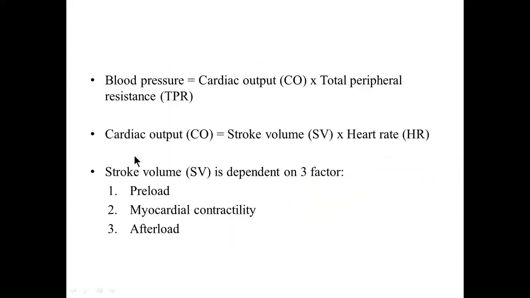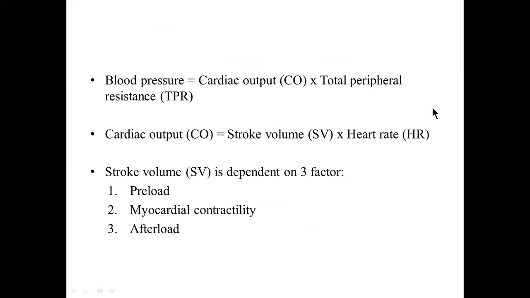So that means in order to have heart failure basically means there is inadequate cardiac output, simply. So inadequate cardiac output can either be due to problem with the heart rate, or it can be due to problem with the stroke volume.